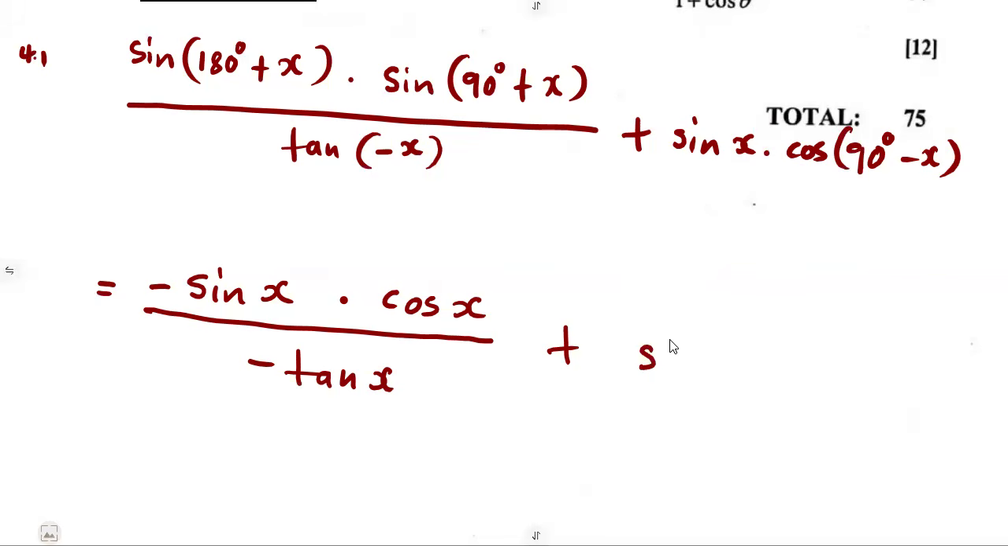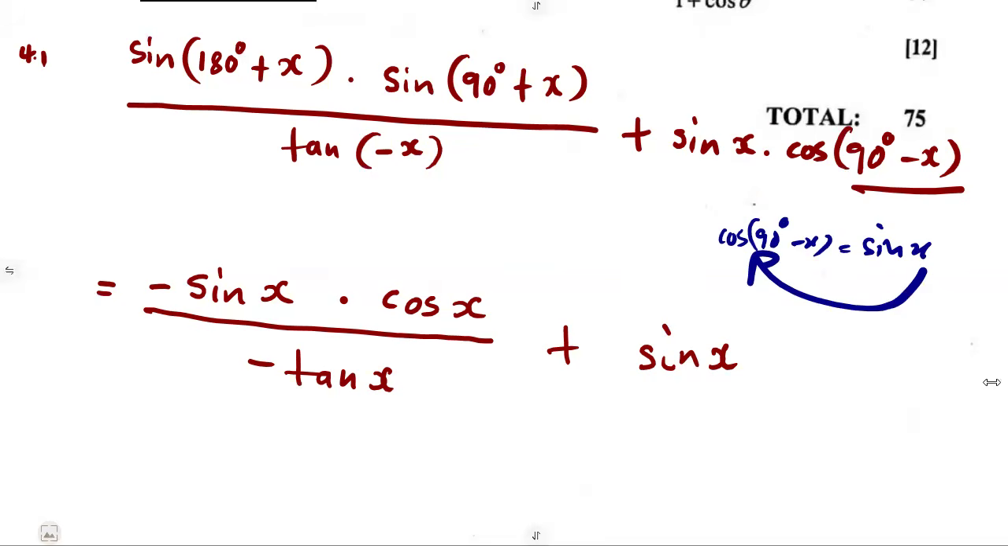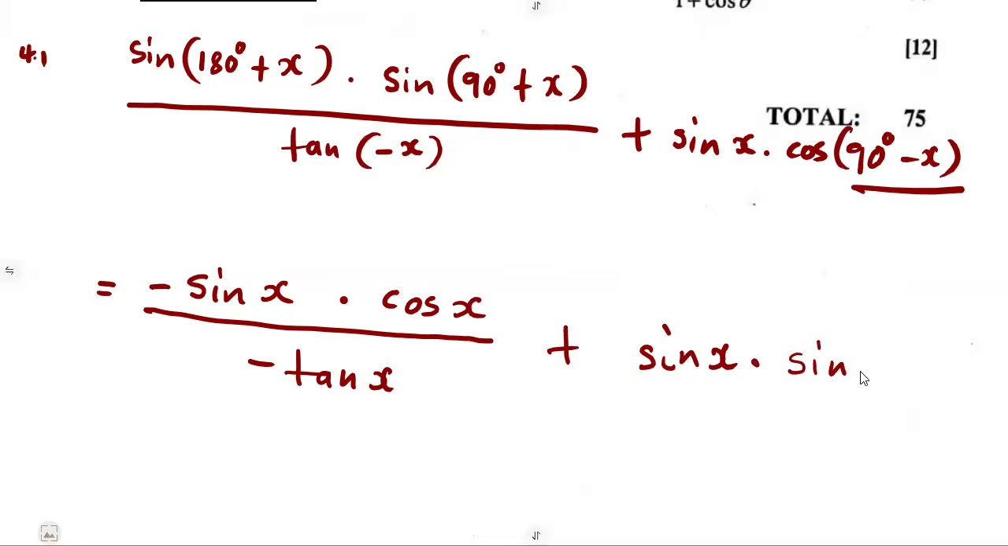Can we do something there? No, let's just rewrite it as it is, the sine of x. What about cos 90 minus x? We saw this, guys, I talked about this. Cos 90 minus x is equal to the sine of x. So we are now having that cos 90 minus x will change to a sine x. This is where we are.